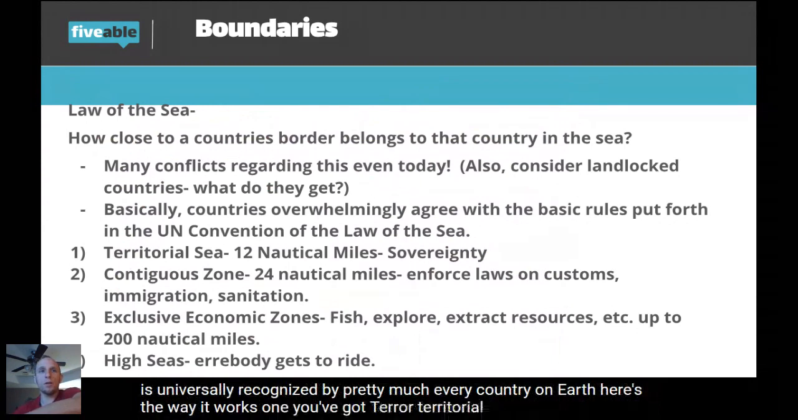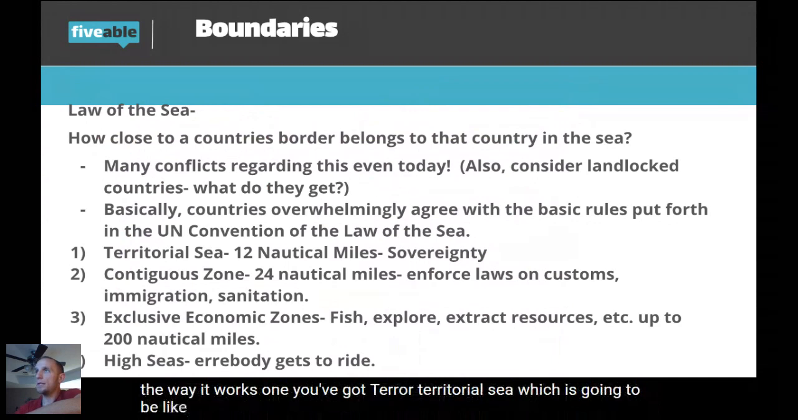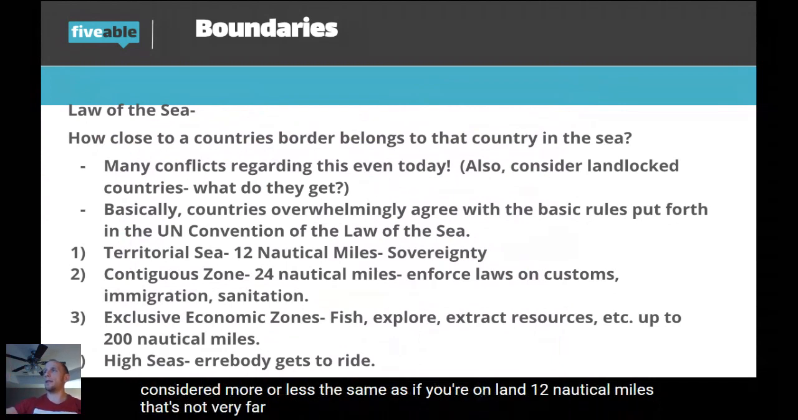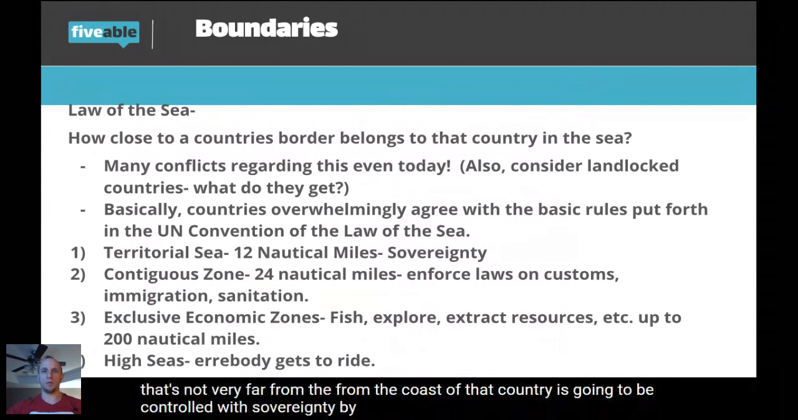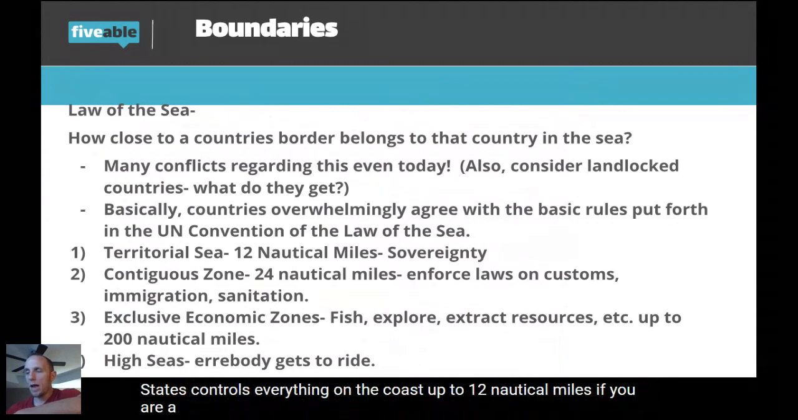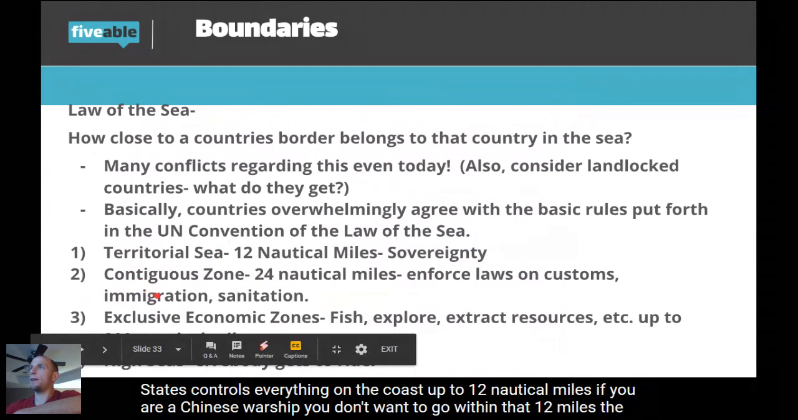One, you've got territorial sea, which is basically where a country has sovereignty over the sea. That is considered more or less the same as if you're on land. 12 nautical miles, that's not very far, from the coast of that country is controlled with sovereignty by that country. So the United States controls everything on the coast up to 12 nautical miles. If you are a Chinese warship, you don't want to go within that 12 miles.